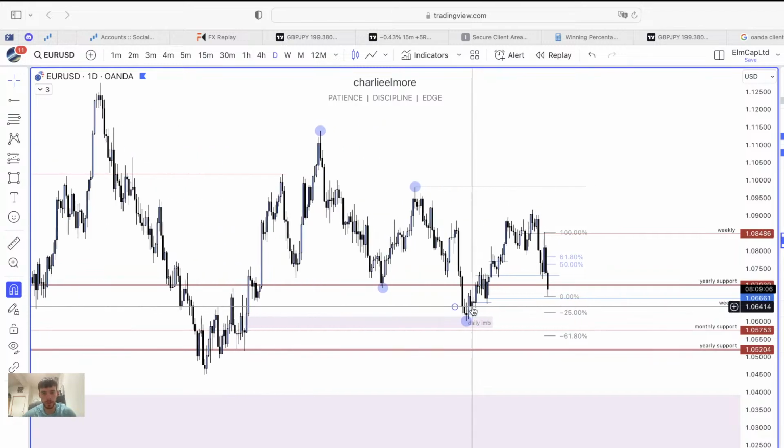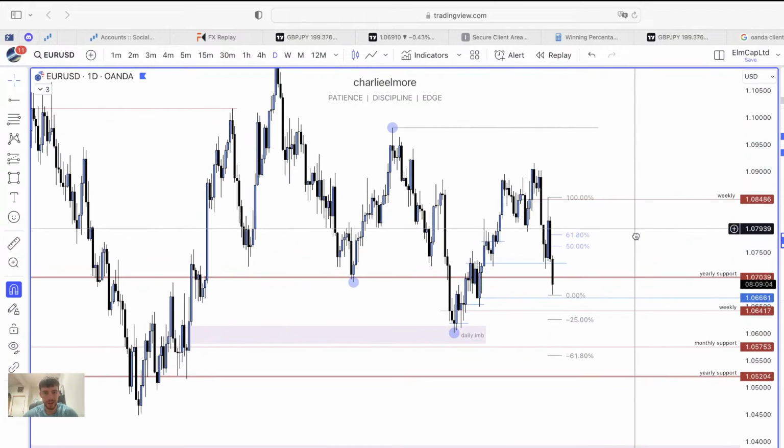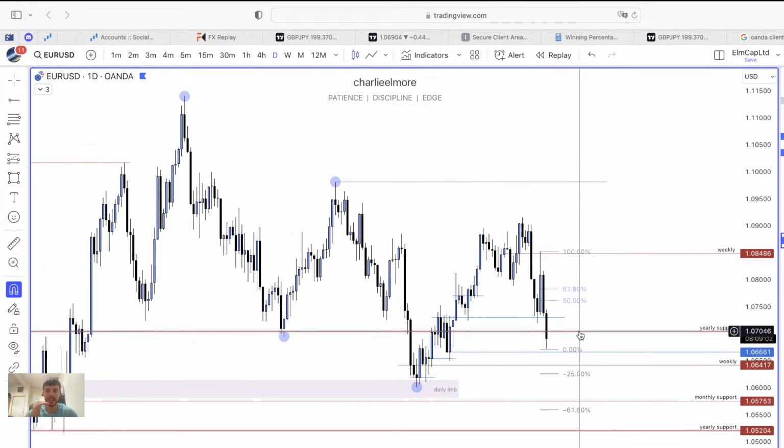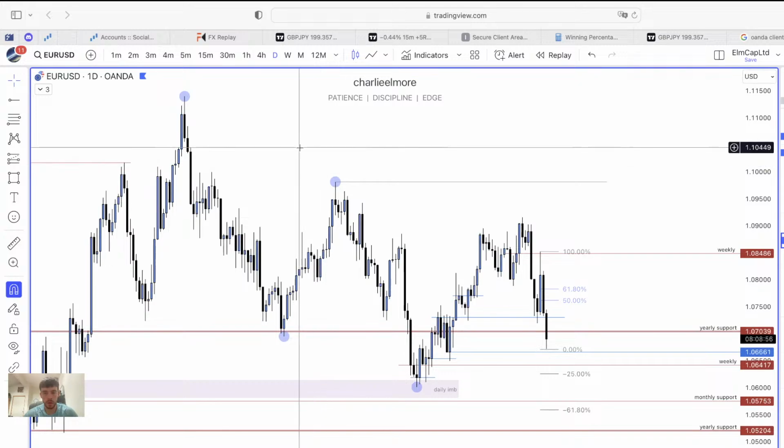But the only thing sort of disregarding that theory is the fact that we're coming into yearly support once more, because we've actually tapped into that again. So we'll see what happens with that.